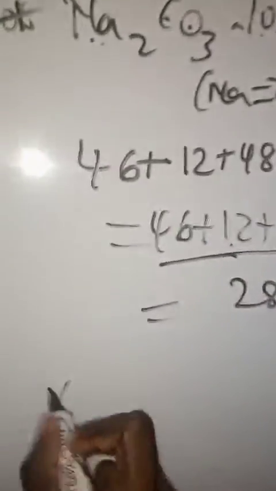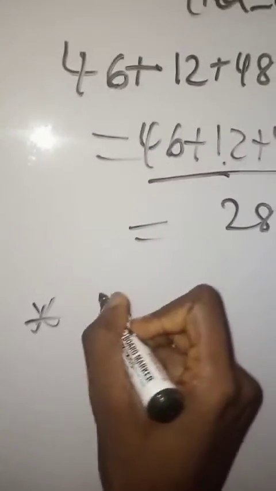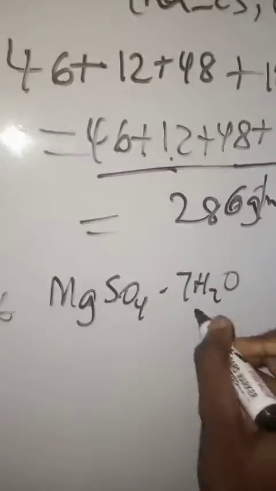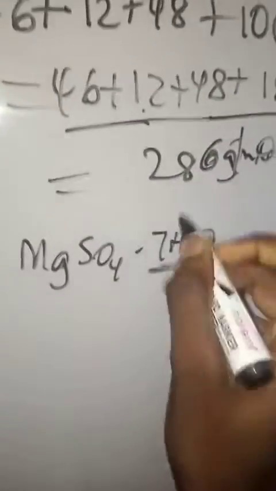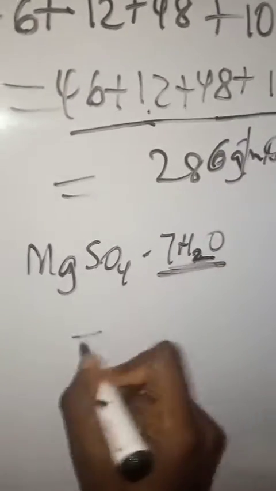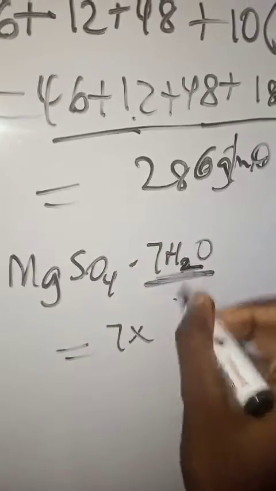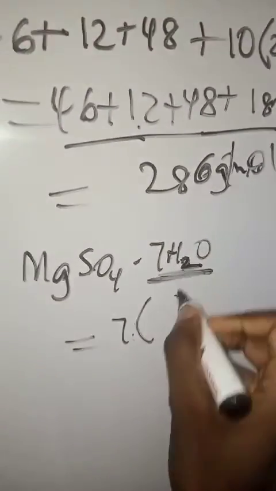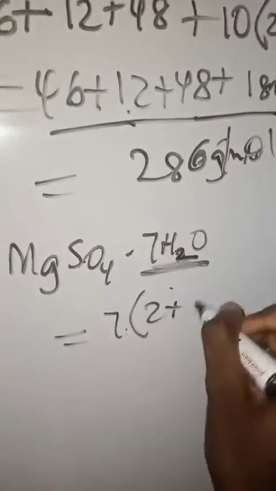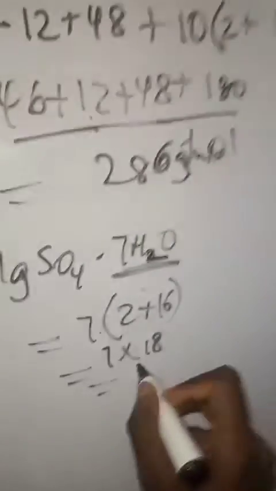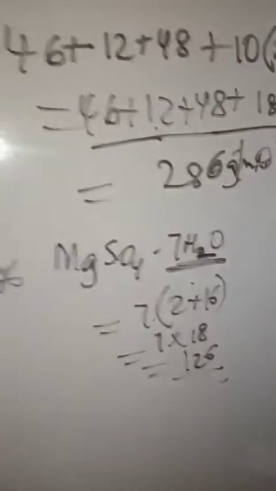What if you are asked to find the molar mass of the hydrate in Epsom salt? The hydrate in Epsom salt is 7H2O, right? You are only asked to find this part. So you have 7 into brackets. Hydrogen is 1 times 2, 2 plus 16, that's 7 times 18. So that's 126. That's just the molar mass.